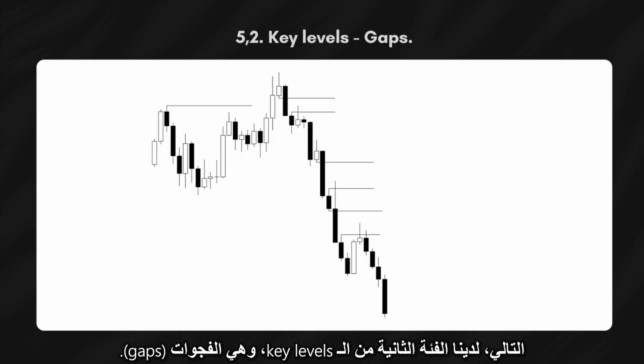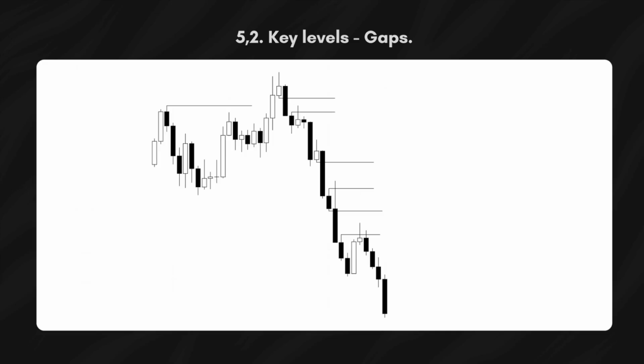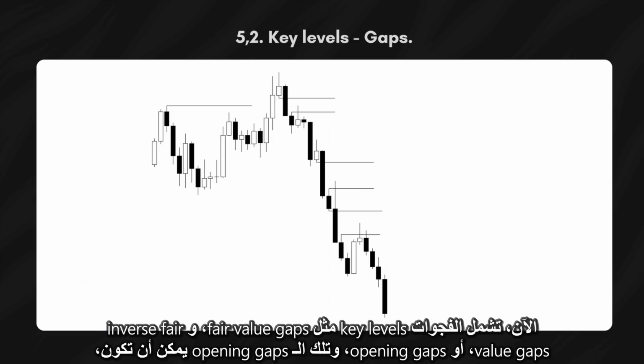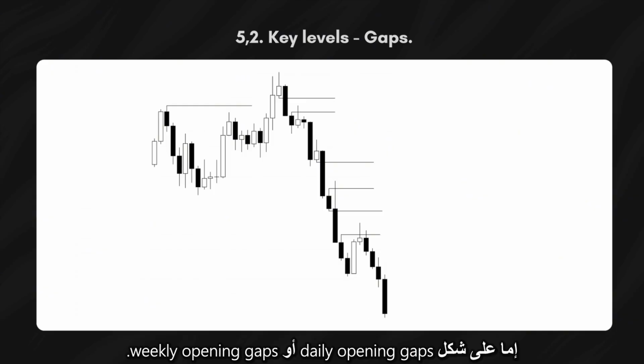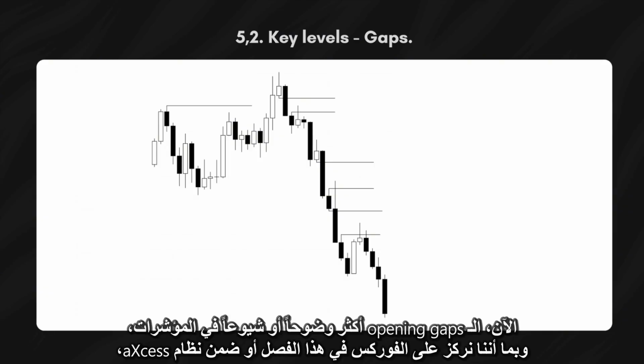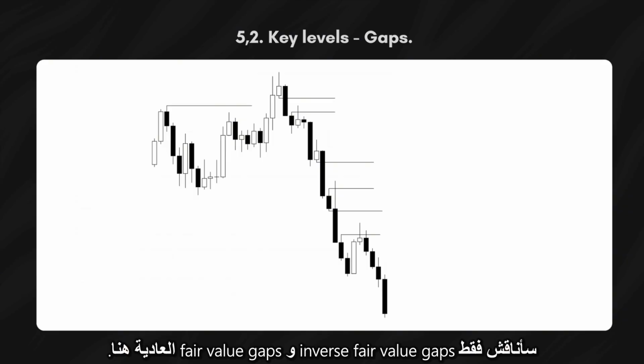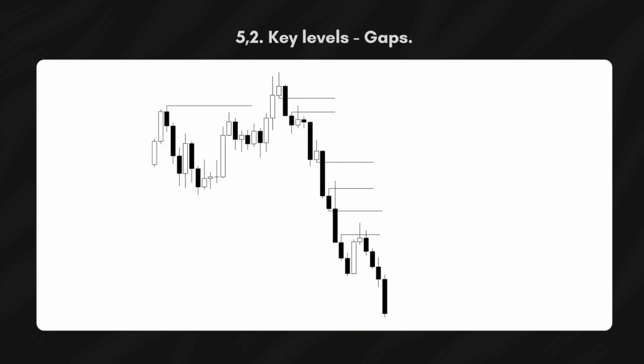Next up, we have the second category of key levels, which are gaps. Now, gaps include key levels such as fair value gaps, inverse fair value gaps, or opening gaps. And those opening gaps could either be in the form of daily opening gaps or weekly opening gaps. Now, opening gaps are much more apparent or much more common on indices, and as we are focused on forex in this chapter or within the access system, I'm just going to discuss the inverse fair value gaps and ordinary normal fair value gaps here.